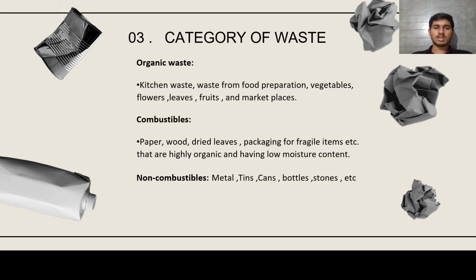Combustible waste, which includes paper, wood, dried leaves, packaging for fragile items, etc. They are highly organic and have low moisture content, so they do not get spoiled easily and can be used. Non-combustible waste like metal, tins, cans, bottles, stone, etc. So these are the categories of waste in which they can be classified diversely.